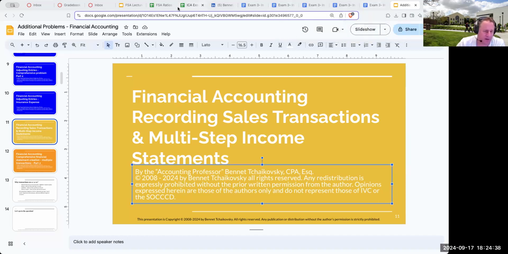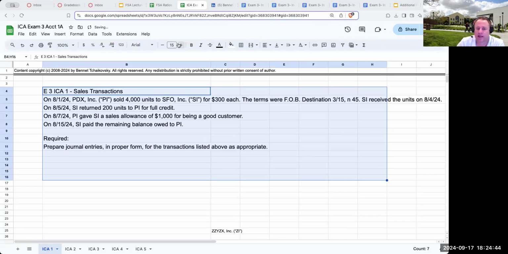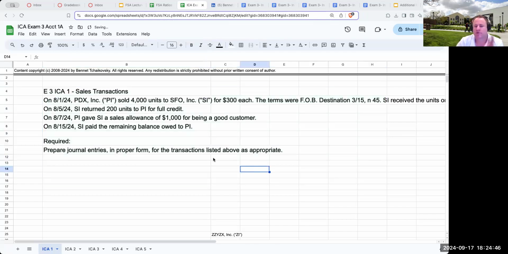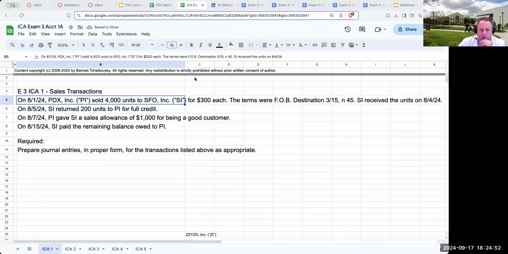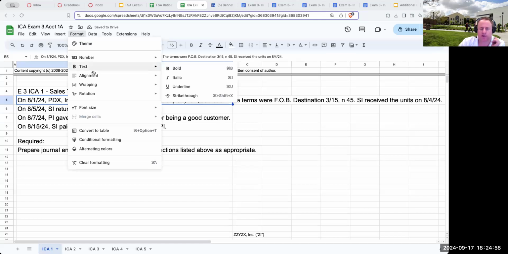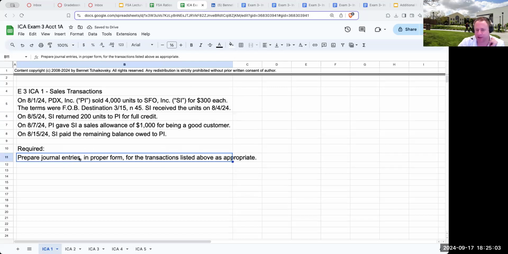Now, with all that fun stuff out of the way, let's go ahead and take a look at the question we're going to be going through today. So we've got over here on 8/1/24 the sales of inventory. Okay, so let's just go through and wrap this up. We haven't wrapped up the problem, just the Excel sheet, right?